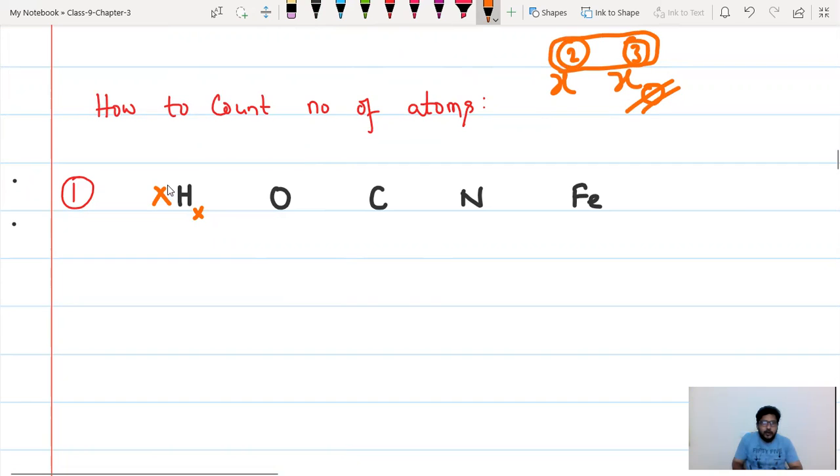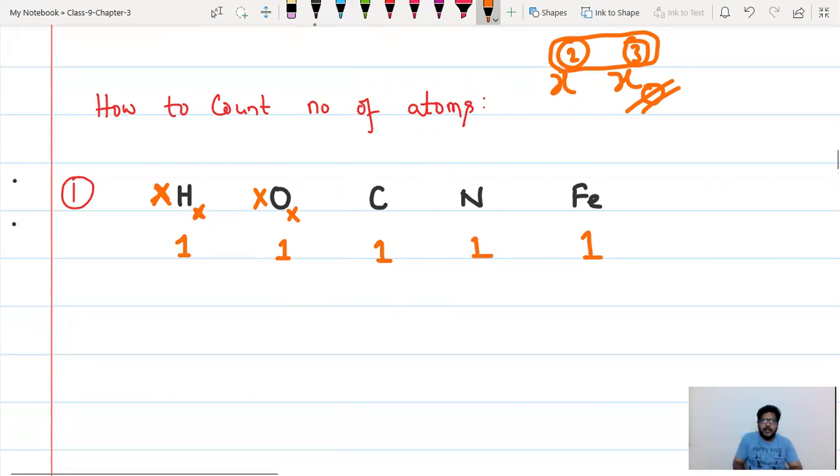Now, we don't have any number in front of the hydrogen, and we don't have any number at the subscript. So if no numbers are present, its actual number is 1. How many hydrogens are there? 1. If you observe this oxygen, no number here, no number at subscript. So if I ask how many oxygens, you have to say only 1 oxygen. Now coming to this carbon, how many carbons? 1. Nitrogen, 1. Iron, 1.